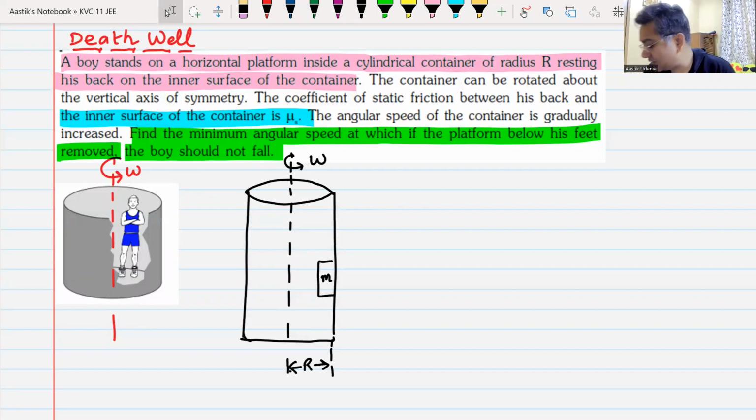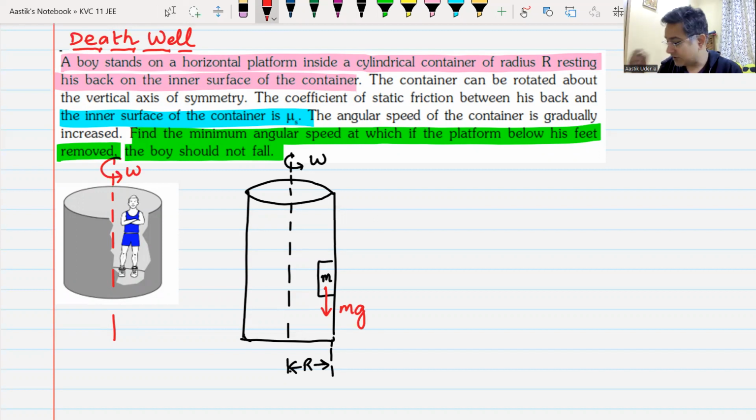Okay, so this is how it has to be done. This is the cylinder, and the small thing that I've drawn is the man. And I'm not going to draw the free body diagram. The weight is mg. Now I've assumed that there is no platform. There is no platform, there is no floor here.